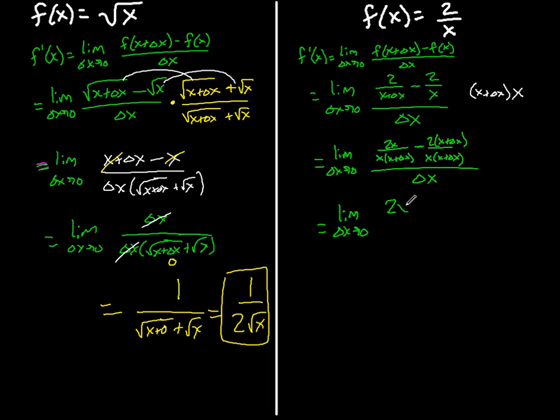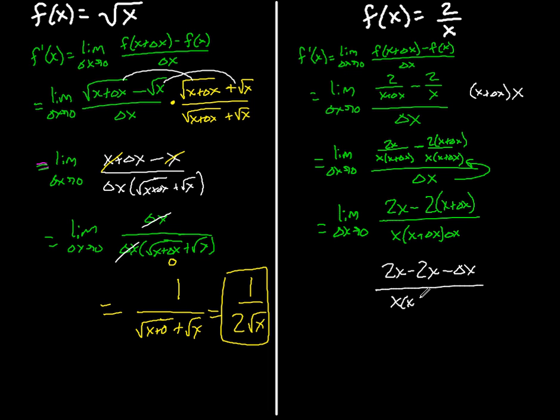My numerator now is 2x minus this whole thing, minus 2 times x plus delta x, all over... I have an x plus delta x, and now I'm bringing this delta x up to give me a delta x there. When I simplify this top, this is now going to become 2x minus a delta x. My bottom is going to stay the exact same: x times x plus delta x times the delta x.